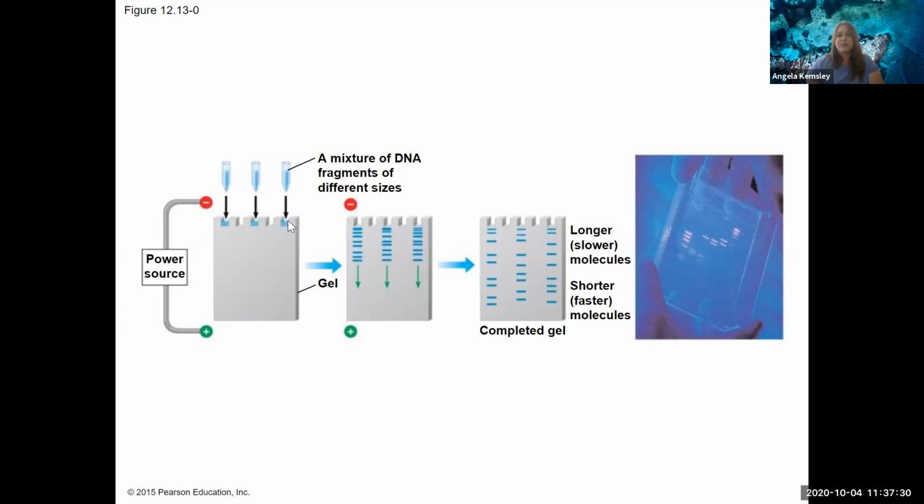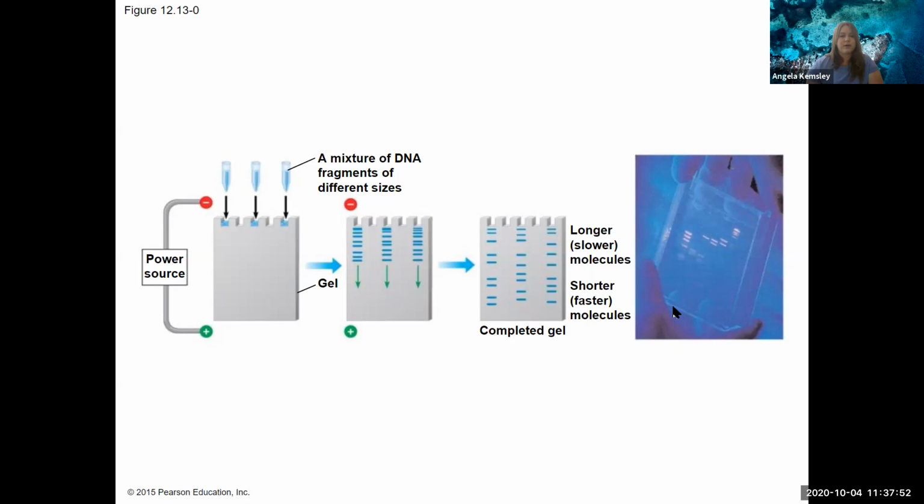We're then going to hook it up to an electrical current, negative on the same side as the DNA, positive on the other side. We're going to turn that electricity on, and the DNA that's on the negative side is going to be attracted to the positive charge on the other side, and it's going to start to separate. And it's separating by size.